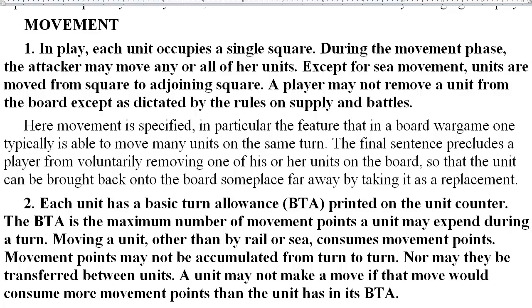Units can't share or transfer their basic turn allowance. I can't use the movement factors of some of my units and apply them to move some different unit. You're not allowed to do that. Also, you have a restraint. There are moves that consume a certain number of movement points. Each possible move consumes some number of movement points. If the number of movement points is larger than the unit's basic turn allowance, you cannot make that move.